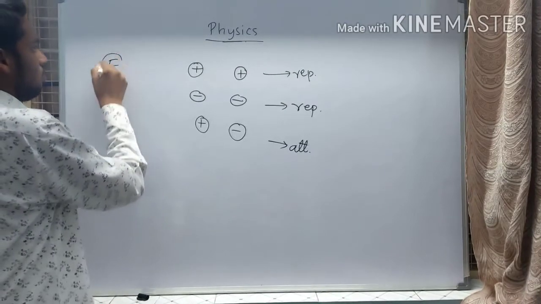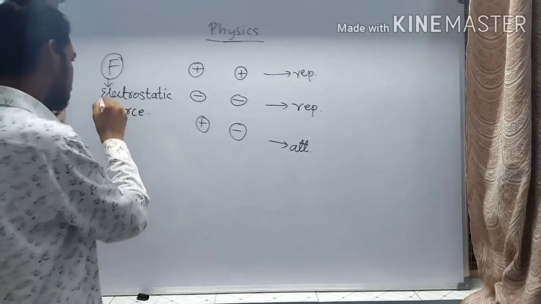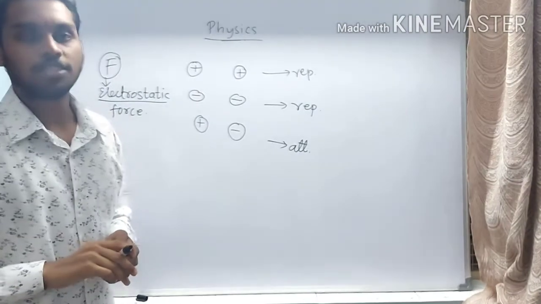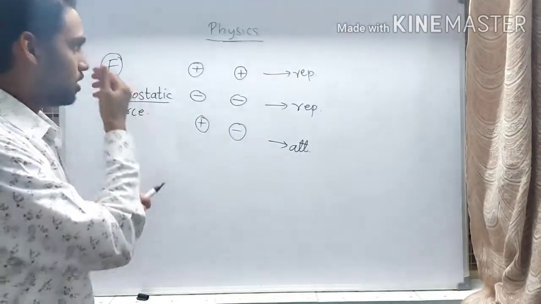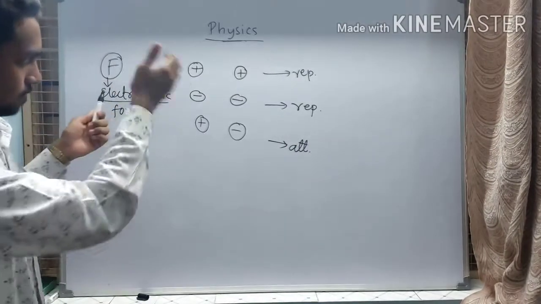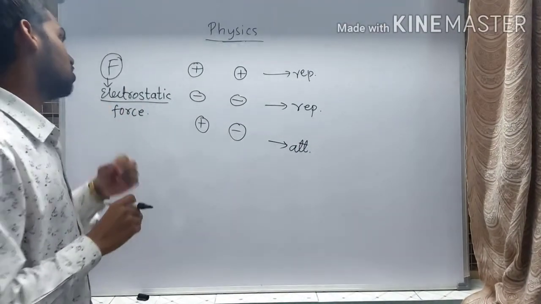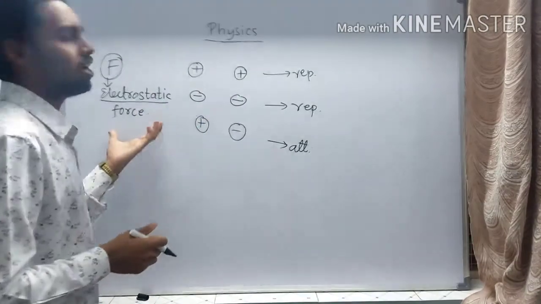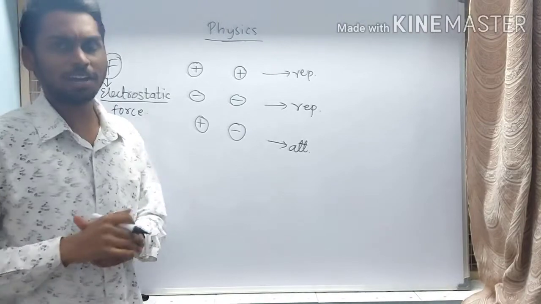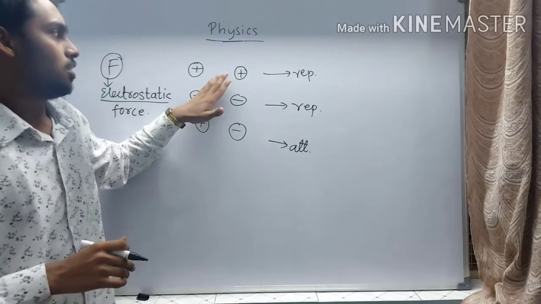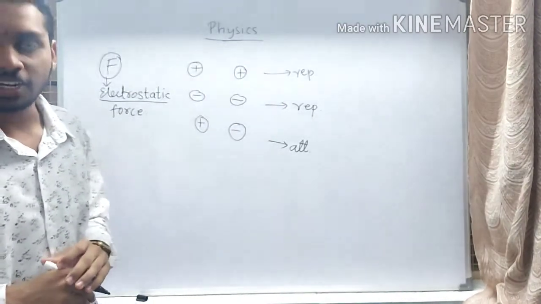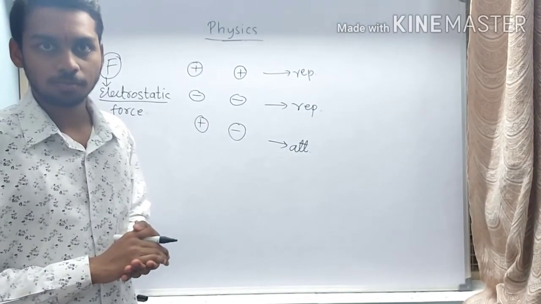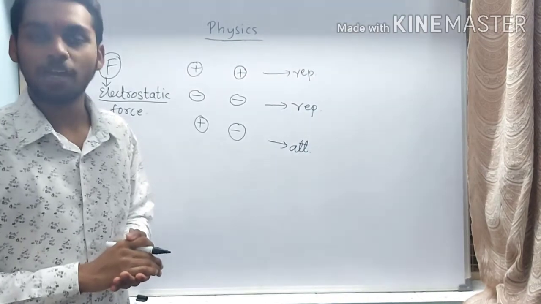Let us call it electrostatics. It deals with the study of fields, charges, and everything which is related to the electric charge, right? That is electrostatics. And the force acting between these two charges is called the electrostatic force. Now my question is, can we measure the magnitude of this force that is acting between these charges? Do we have any formula?